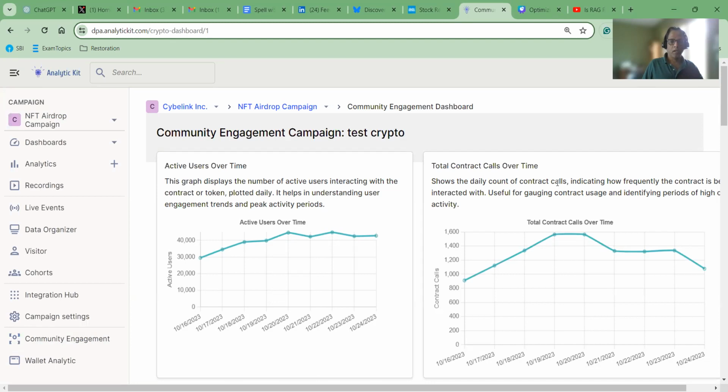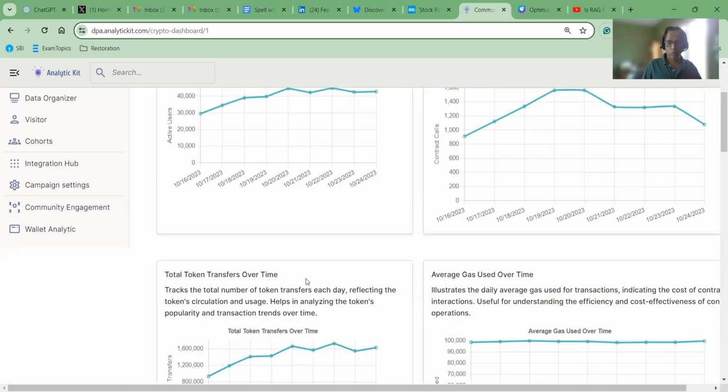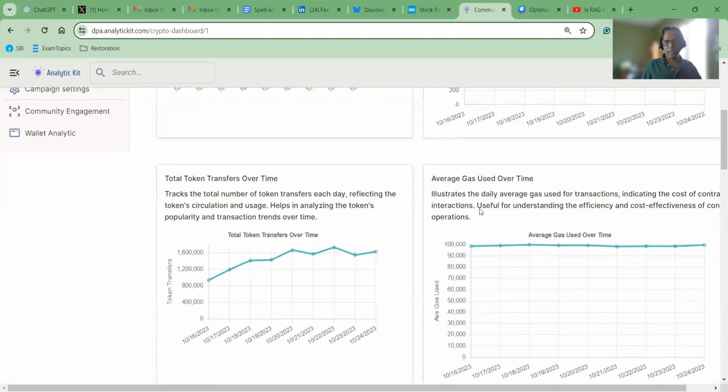Coming to this page, in my previous videos I have explained the usage of the active users over time graph, total contract calls over time, and total token transfer over time graphs. So now, the average gas used over time graph. This is the graph we are going to discuss. Basically, the gas usage tells how actively your users are interacting with the smart contract application that you deployed on the Ethereum blockchain.